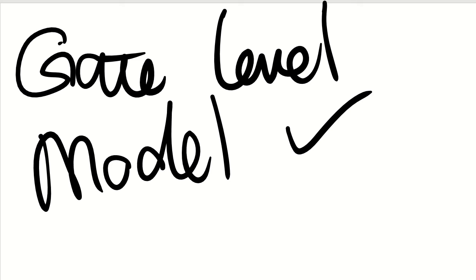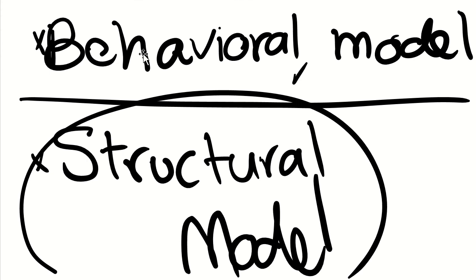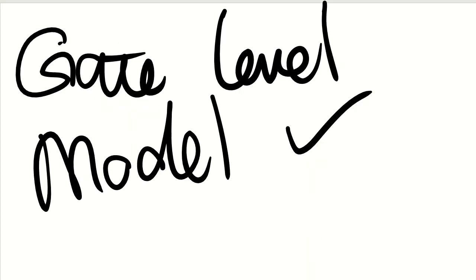I wouldn't advise this. The good news is that when you write code, you can mix them. You can write some of your code in a behavioral model, then start a structural model, and write some of your code in a gate level model. It's just like traditional programming. So they are not exclusive. You can write your code in different levels.